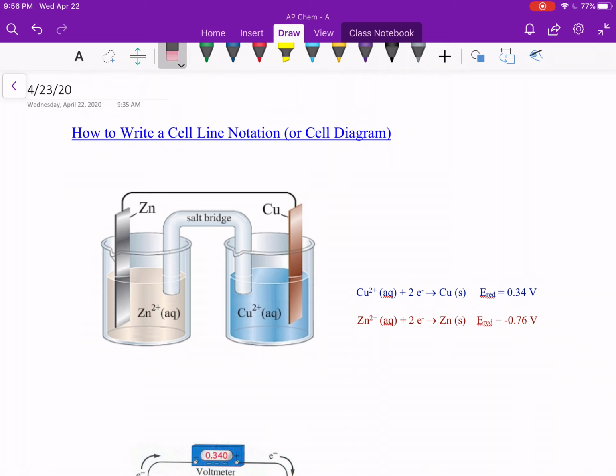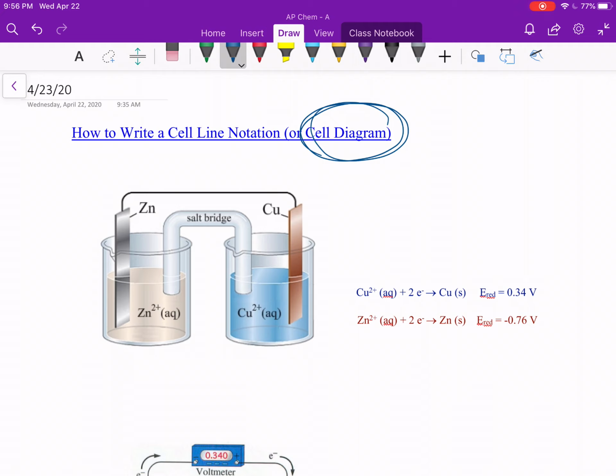And so today we're going to talk about two things. I want to review with you the cell line notations, also known as cell diagrams, because you just read about them yesterday. And then we're also going to look at the relationship between E cell and delta G.